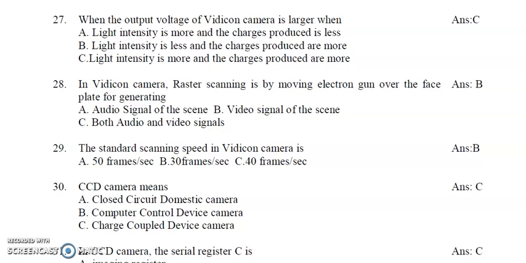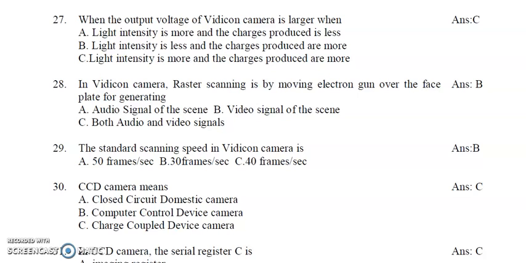29. The standard scanning speed in Vidicon camera is A. 50 frames per second, B. 30 frames per second, C. 40 frames per second. So this is the scanning speed of Vidicon camera.